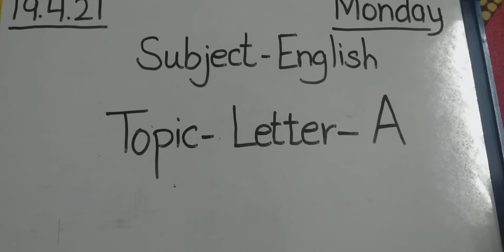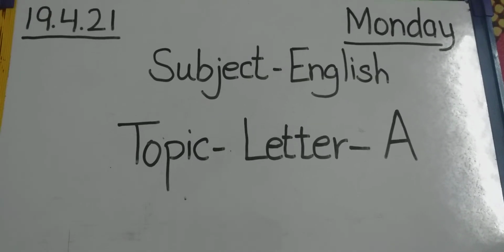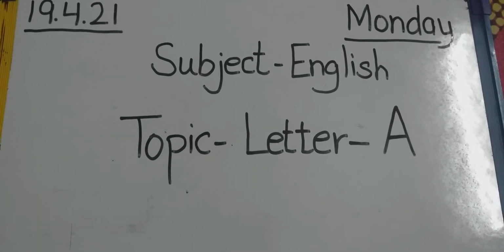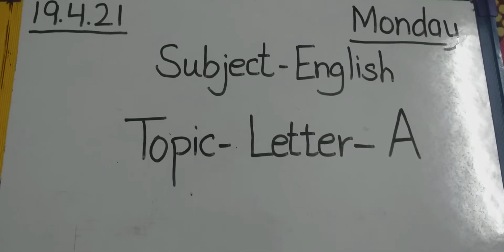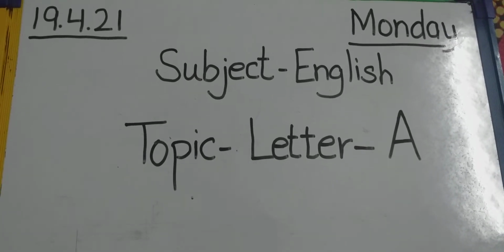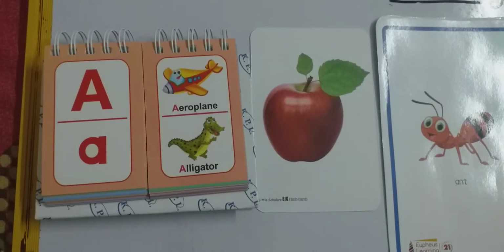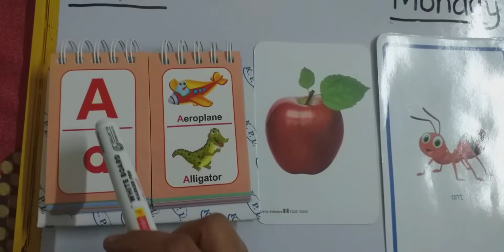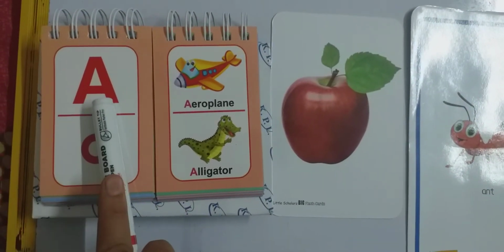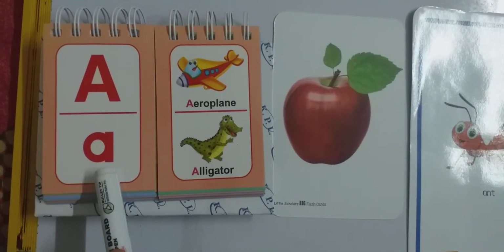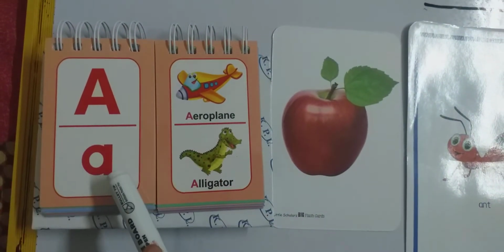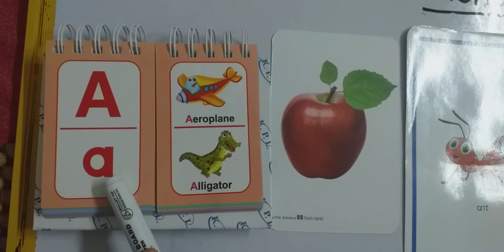Today we will learn about letter A. So children, first of all we will see the pictures related to the letter A. Okay. So I will show you some pictures. So children, look here. Here is the letter A. This is capital A and this is small a. Capital letter A and small letter A.